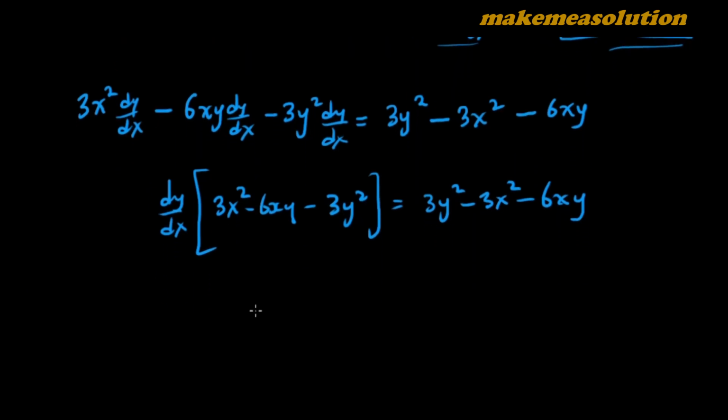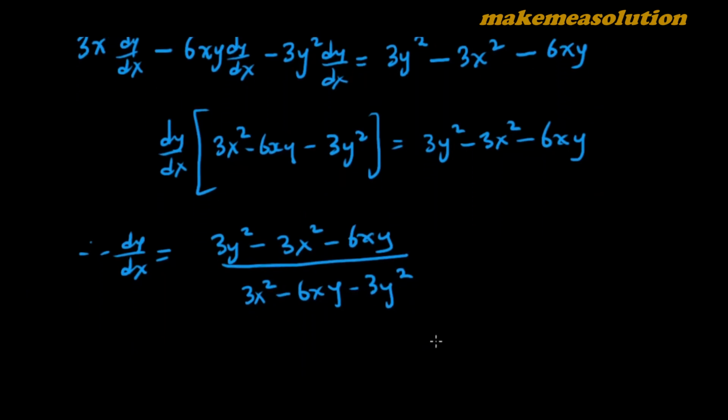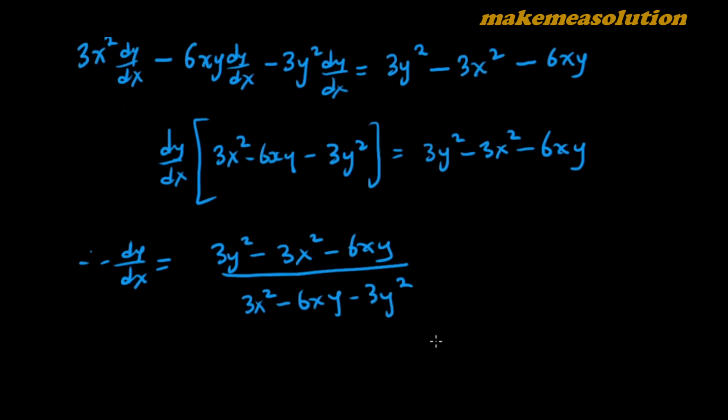If you divide through by the coefficient of dy dx, dy dx is now going to be 3y squared minus 3x squared minus 6xy over 3x squared minus 6xy minus 3y squared. Is that okay? So this is our dy dx. The terms don't cancel out.